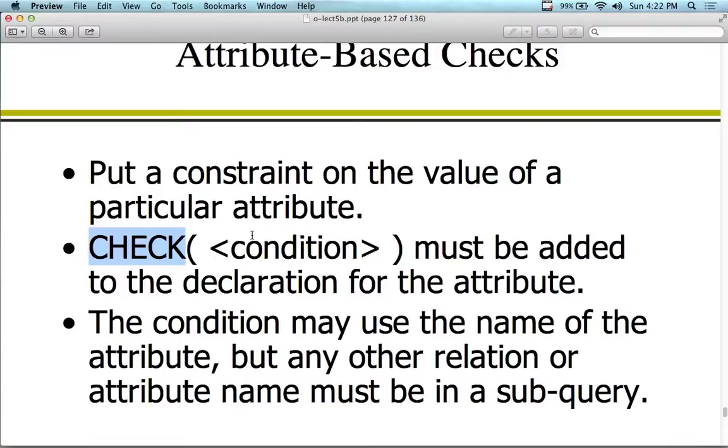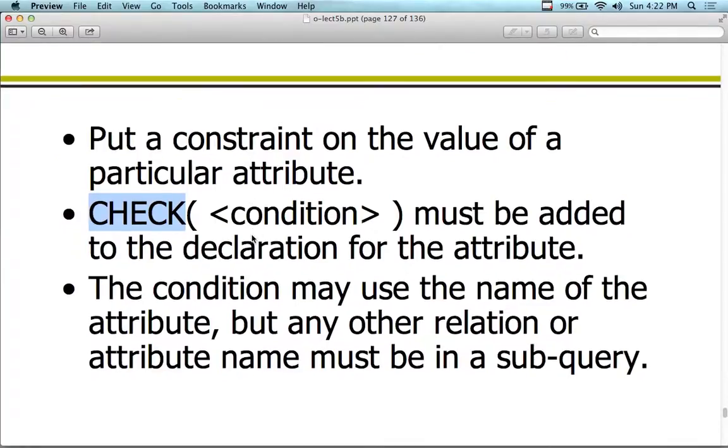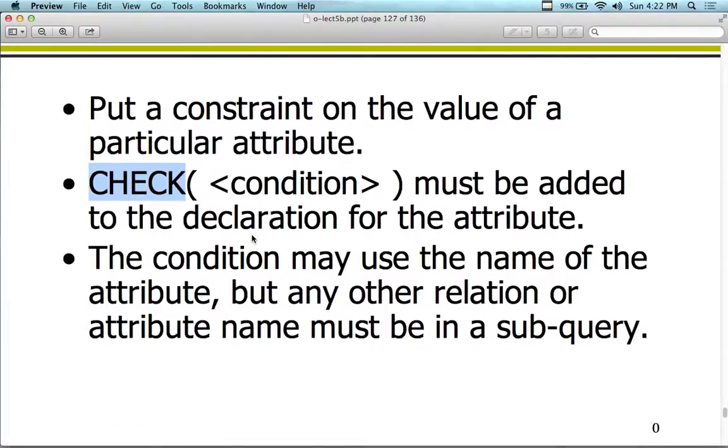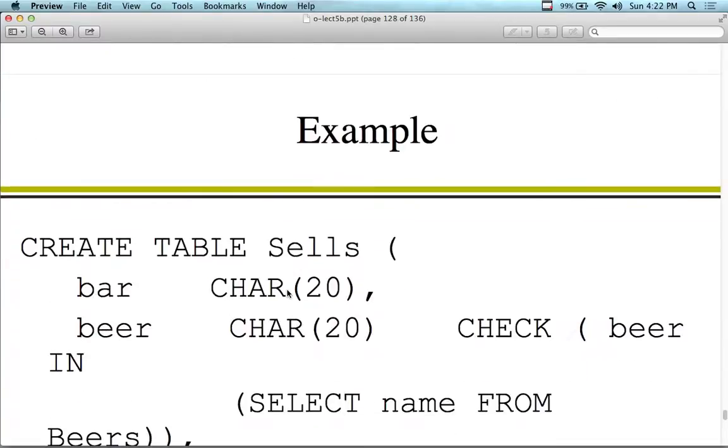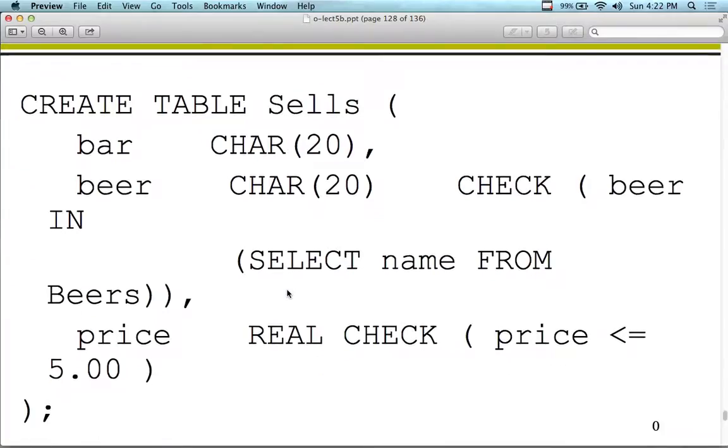So here we're going to check the value that we're going to put into this attribute. Make sure it's an M or an F, or it's what it's supposed to be. It's larger than $5 because we can't sell beer for under $5 or something. So it must be added to the declaration of the attribute. The condition may use the name of the attribute, but any other relation or attribute name must be in the subquery. So let's take a look at an example.